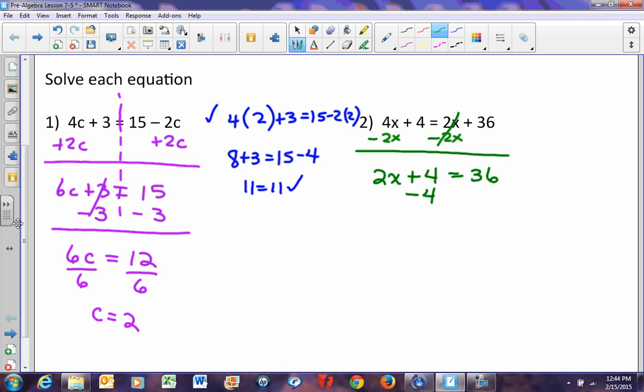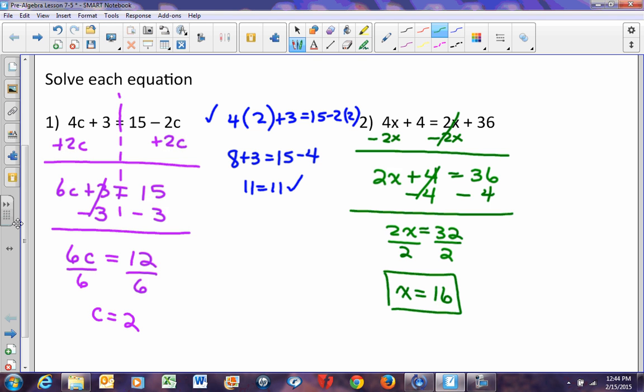Subtract 4 from both sides now to get all the numbers on the other side. These 4's cancel out, and I have 2x equals 36 minus 4 is 32. Divide by 2. X equals 16. Not too difficult. All you have to do is remember to put all the variables on one side, and it doesn't matter which side, and all the numbers on the other side. Again, it does not matter which side you put anything on.